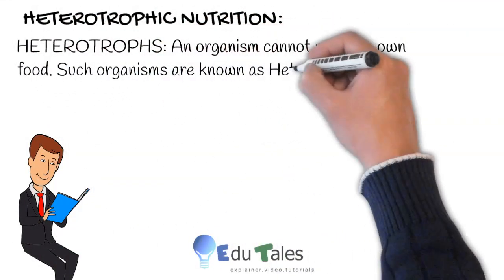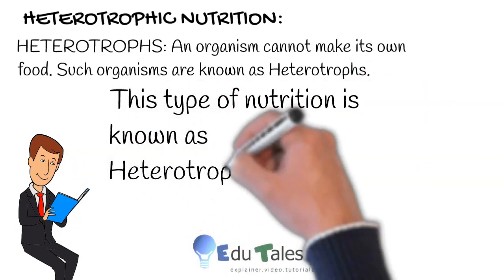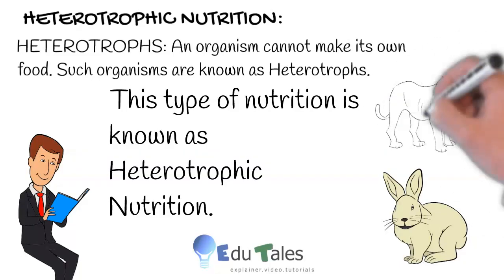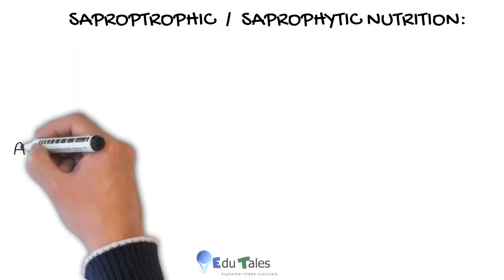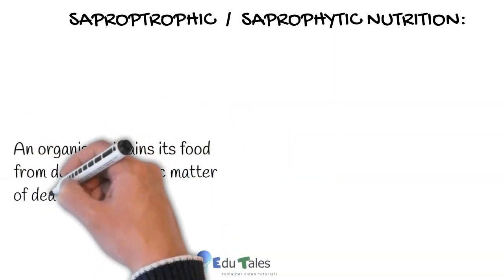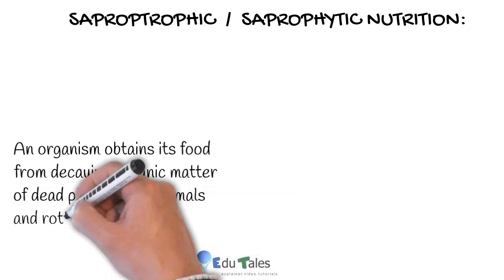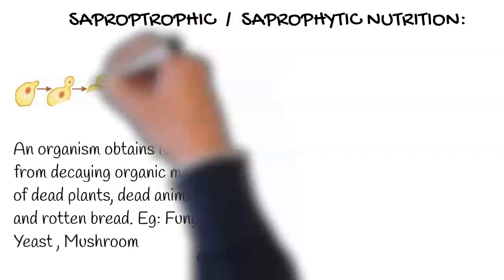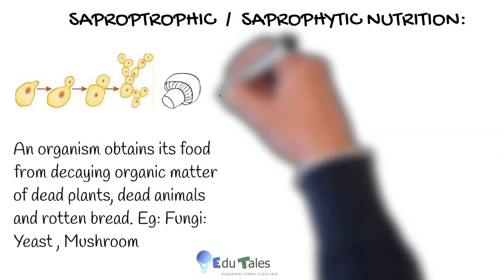Heterotrophic nutrition. An organism cannot make its own food. Such organisms are known as heterotrophs, and this type of nutrition is known as heterotrophic nutrition. Types. First, saprotrophic or saprophytic nutrition. An organism obtains food from decaying organic matter of dead plants, dead animals, and rotten bread. Example, mostly fungi, yeast, mushroom.